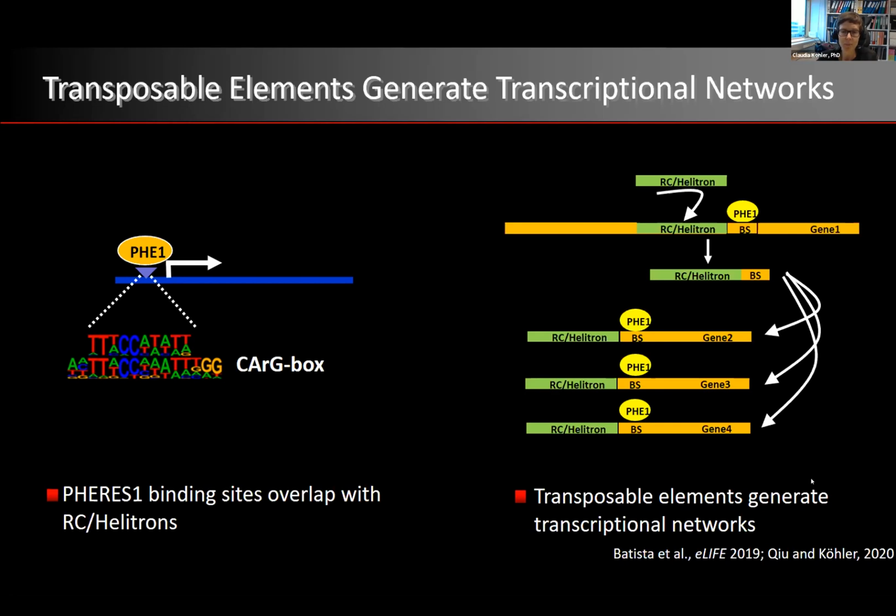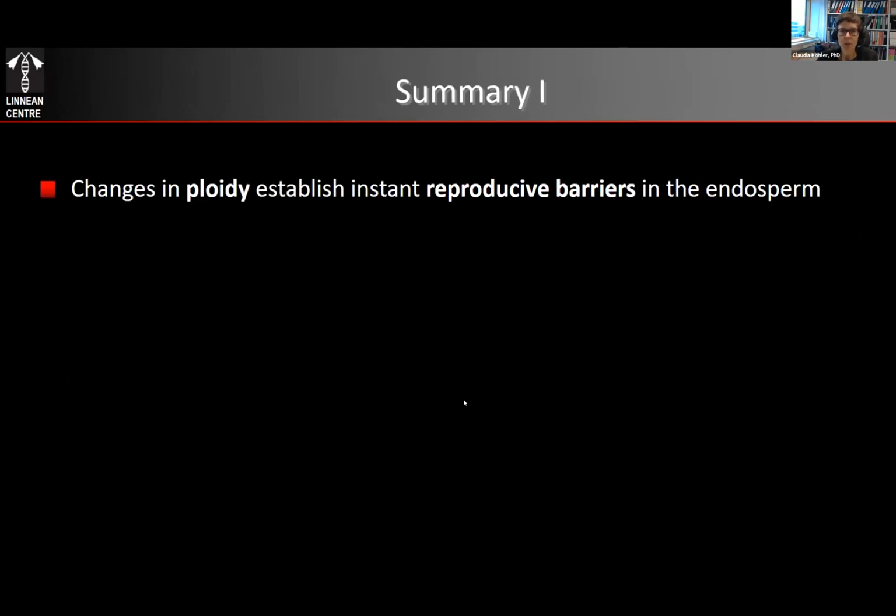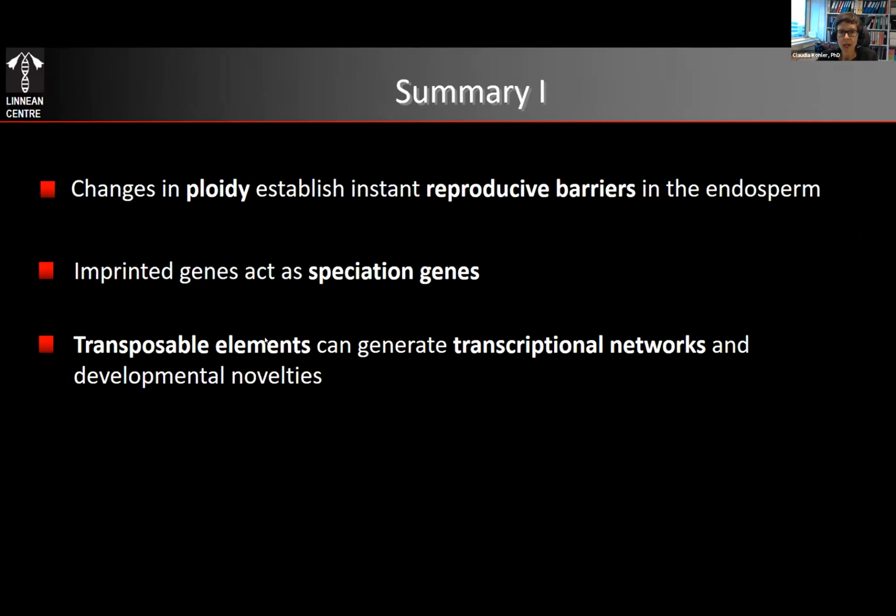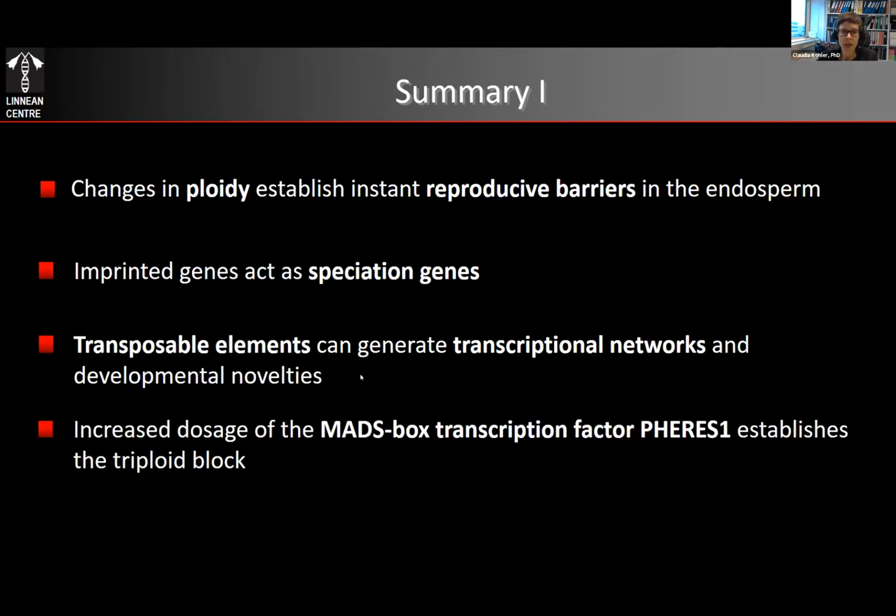Well, to summarize the first part of my talk, what I wanted to discuss with you is that changes in ploidy establish instant reproductive barriers in the endosperm. Secondly, that imprinted genes act as speciation genes. That transposable elements can generate transcription networks and developmental novelties. And last, that increased dosage of the MADS-box transcription factor Ferris1 establishes the triploid block.